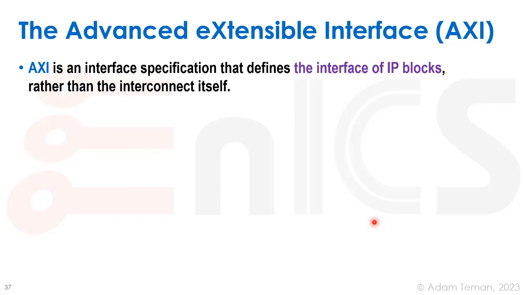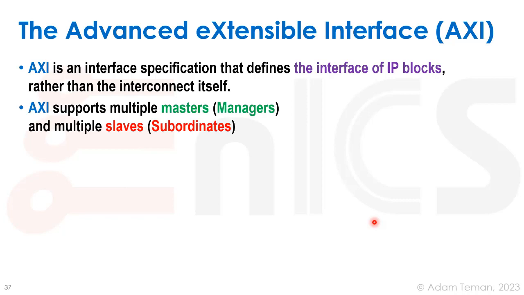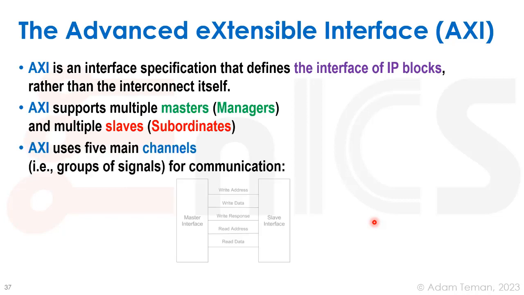AXI is an interface specification that defines the interface of the IP blocks rather than the interconnect itself. It supports multiple masters or managers and multiple slaves or subordinates, and it uses 5 main channels. When we say a channel here, it's not just talking about a signal like a 32-bit signal for the address and a 32-bit signal for the data, but rather a whole channel that has extra control signals and so forth inside. Specifically, it has its own handshaking for each of these channels.